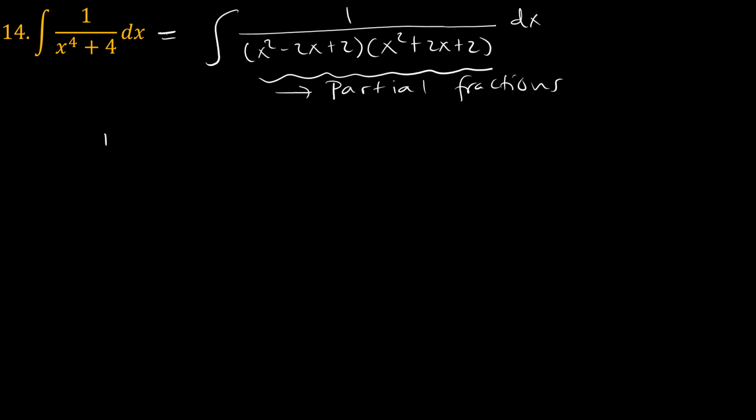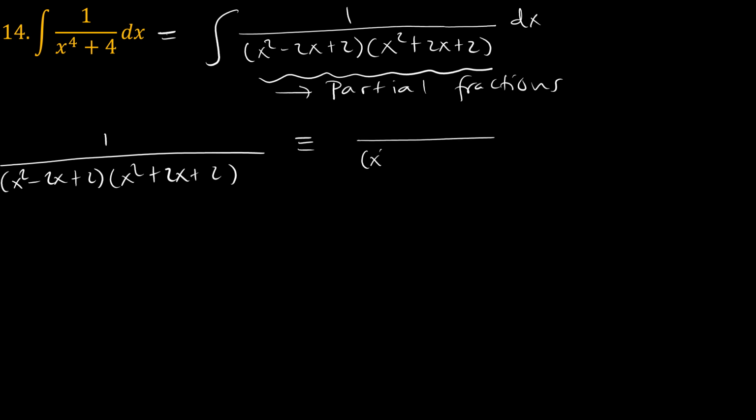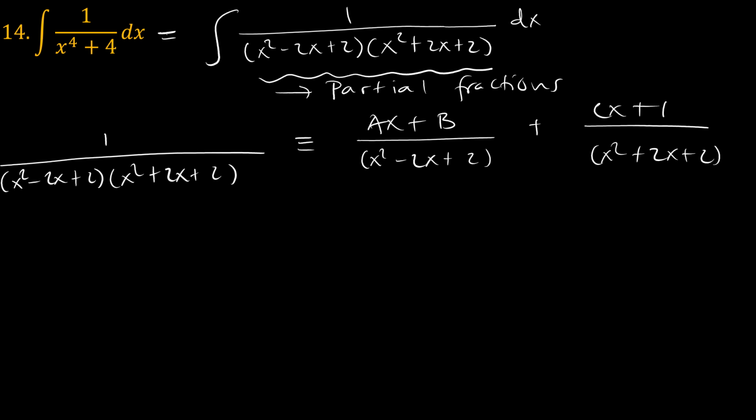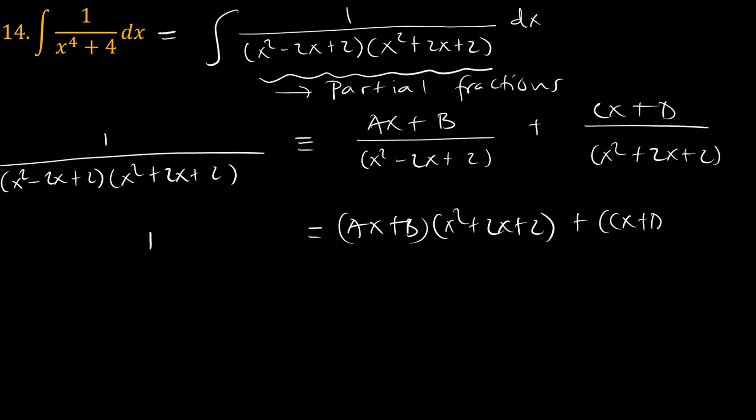So 1 over the product of (x squared minus 2x plus 2) and (x squared plus 2x plus 2) is equivalent to (ax plus b) over (x squared minus 2x plus 2) plus (cx plus d) over (x squared plus 2x plus 2), such that when you combine whatever is on the right hand side, we now get 1 is equal to (ax plus b)(x squared plus 2x plus 2) plus (cx plus d)(x squared minus 2x plus 2).